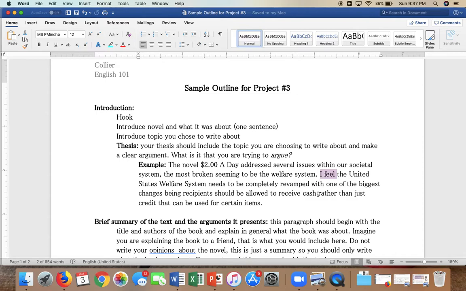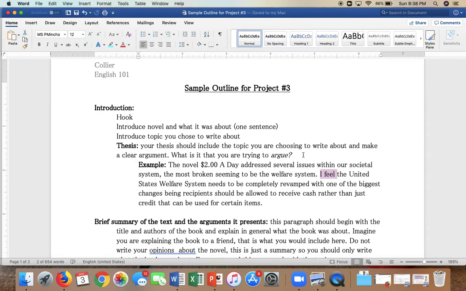Now, a lot of people would argue against that. That's actually what I want for your thesis. I want you to find a statement or make a statement that is controversial, something that other people would challenge. You don't want to say something really vague like the welfare system is broken. I think people on both sides of the fence would agree with that. So that's not really super controversial.